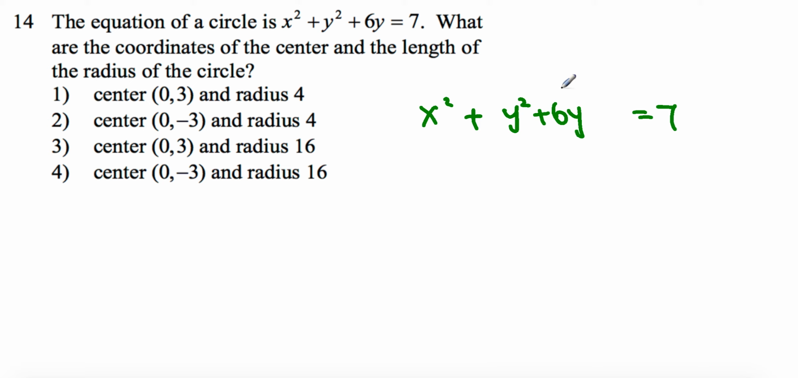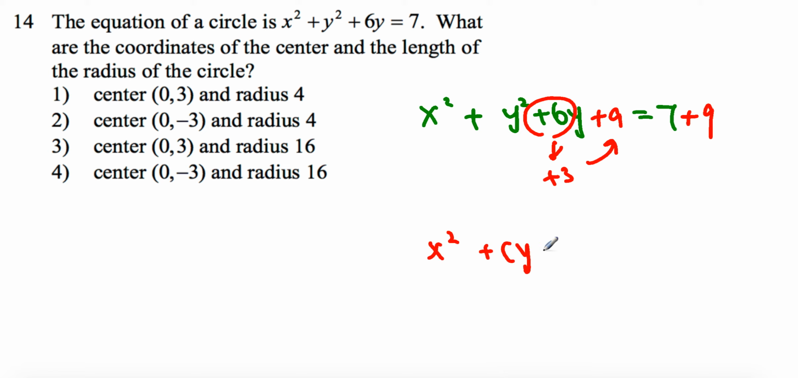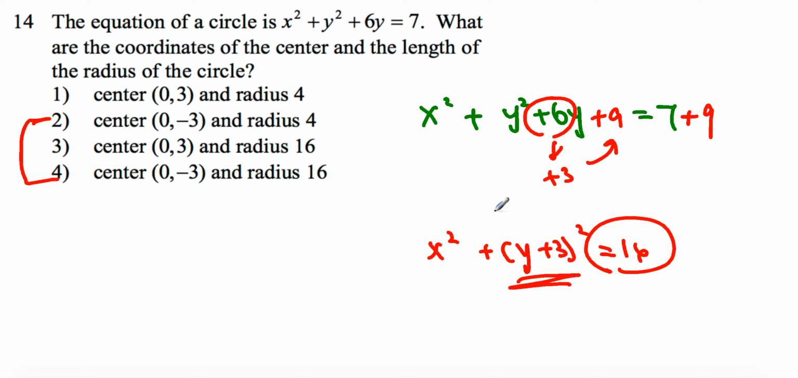What do I need on the last slot? I'm going to use this number divided by 2 and then square that. So divide by 2 gets me 3, and square that becomes plus 9. Then here we get x squared plus (y plus 3) squared is equal to 16. Then the center's x value is equal to 0. Y is in fact negative 3, so we're looking at choice 2 or 4. Radius is the square root of that. Choice 4 becomes the answer.